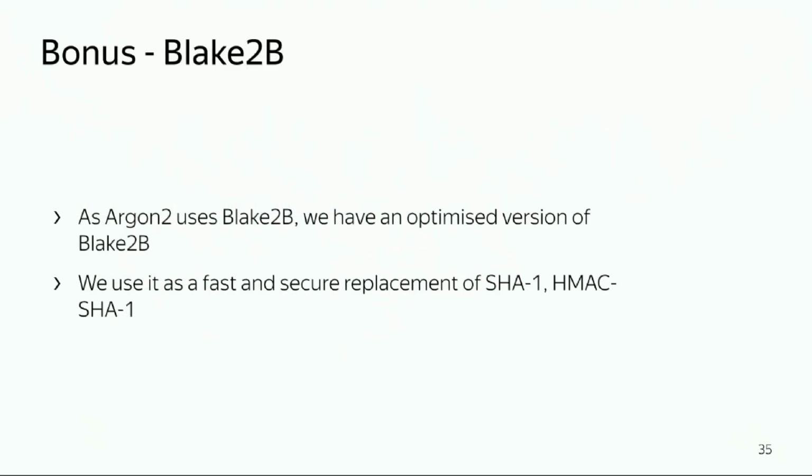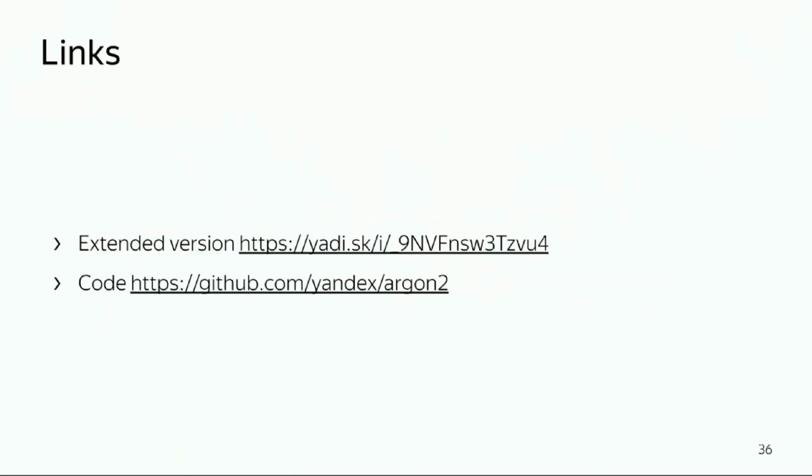instructions. And as a bonus, because Argon2 uses Blake2b internally, inside Yandex we recommend using it instead of SHA-1 and HMAC-SHA-1, because you know SHA-1 is considered deprecated, and a collision was found by the guys from Google. So inside Yandex, we opted for Blake2 instead of SHA-1 and HMAC-SHA-1. Here you can find some links.